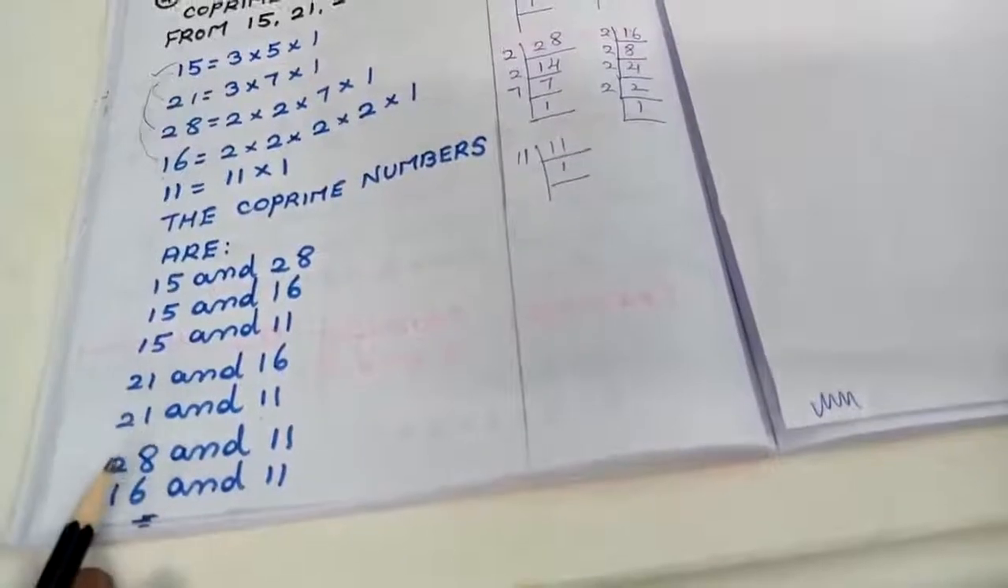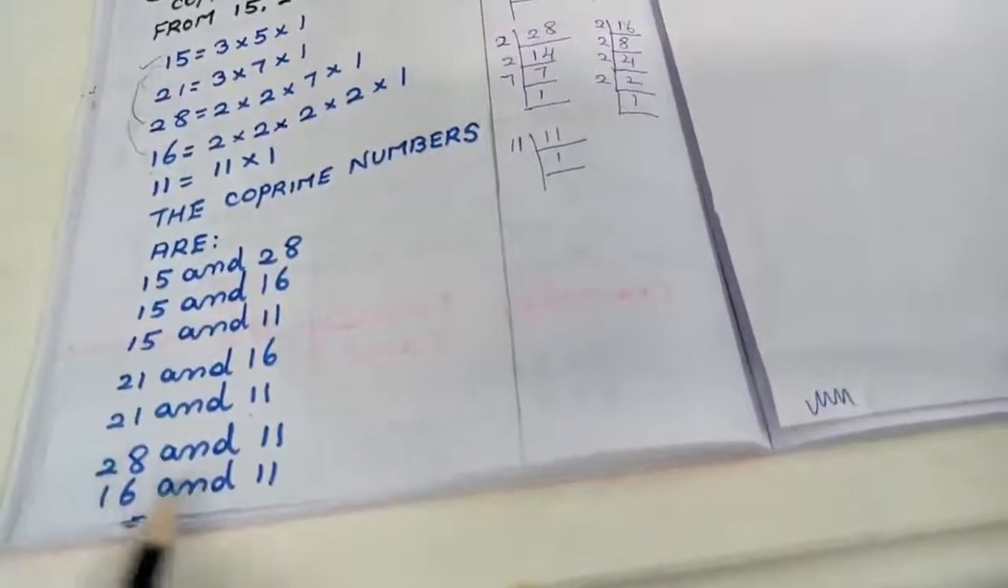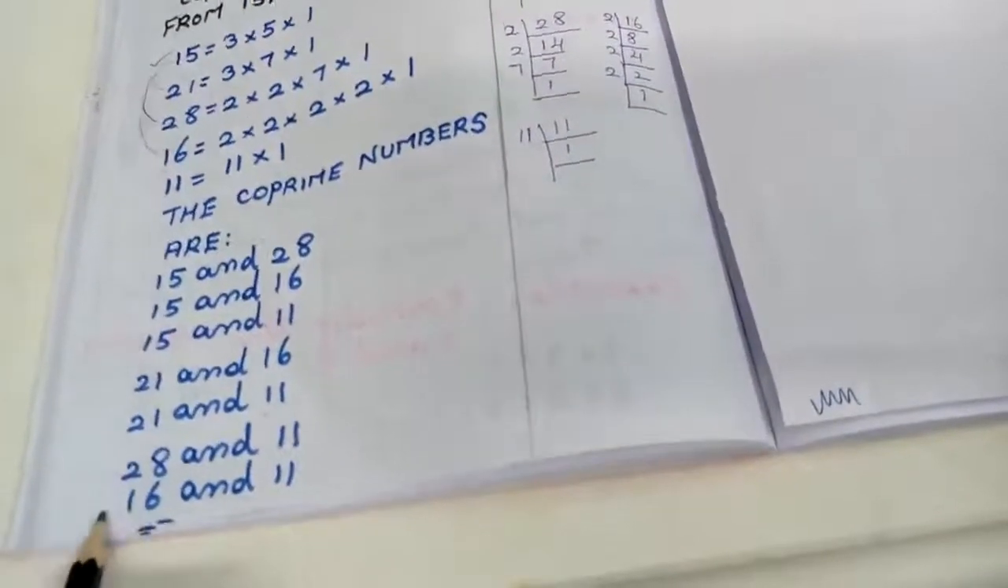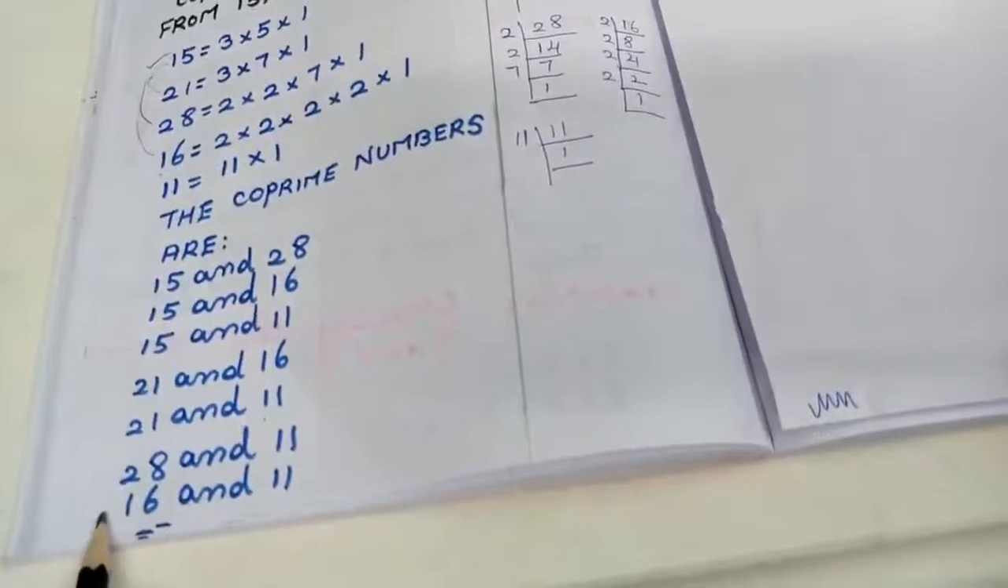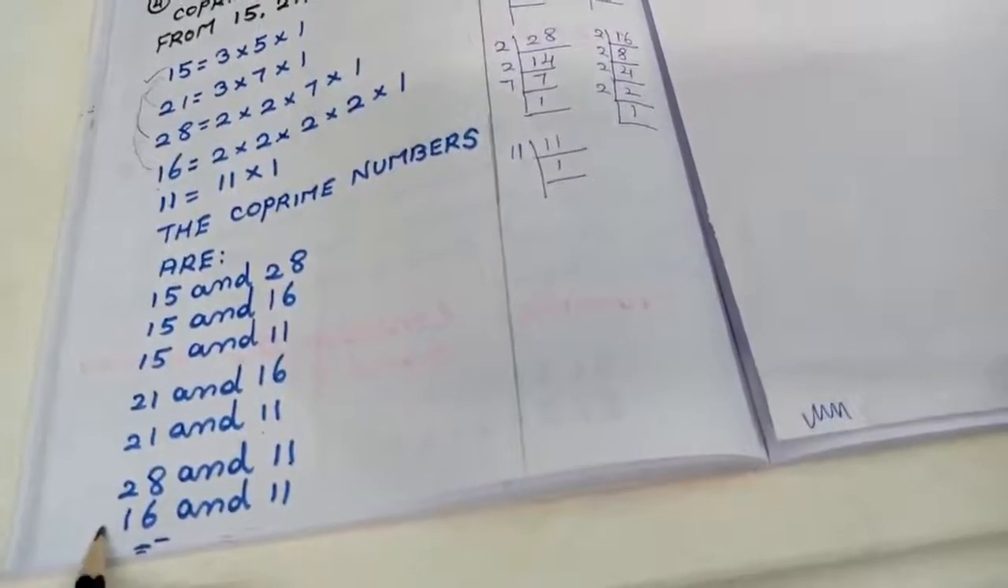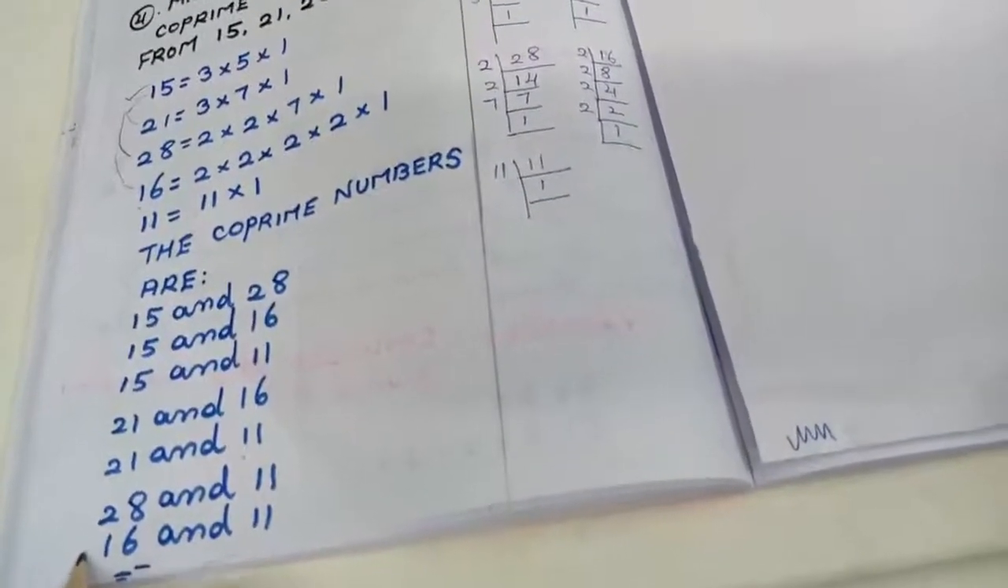So, that is the concept of co-prime numbers. That is, we will be comparing the two numbers. Except 1, no other value should be common to both. Next, we are going to move on to rules for test of divisibility.